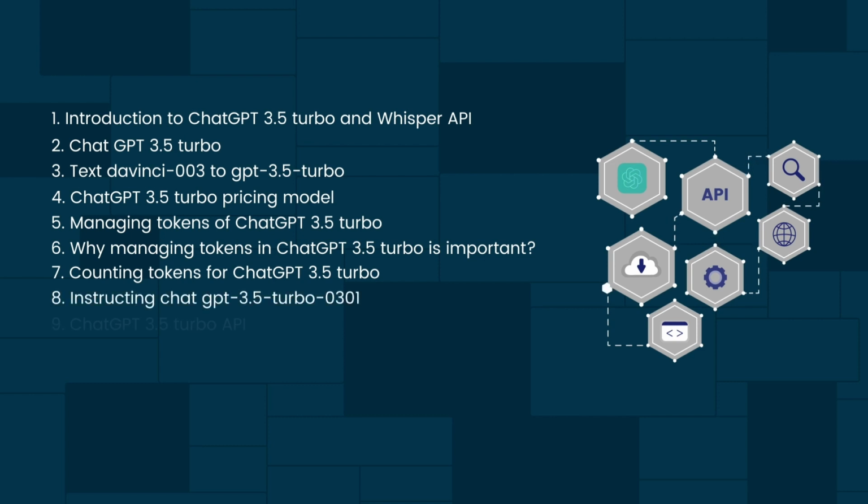Instructing ChatGPT 3.5 Turbo 0301. ChatGPT 3.5 Turbo API. Example use cases. Frequently asked questions.